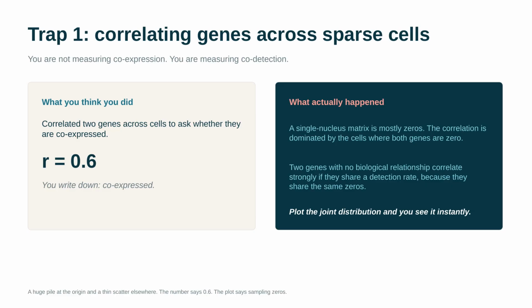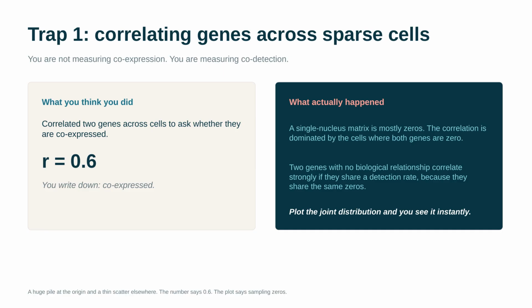Trap 1. Correlation on sparse single-cell data. You want to know whether 2 genes are co-expressed, so you correlate their expression across cells. Sounds reasonable. But a single nucleus matrix is mostly zeros. So what dominates that correlation? The cells where both genes are 0. You are not measuring co-expression. You are largely measuring co-detection, whether the 2 genes happen to be captured in the same cells.